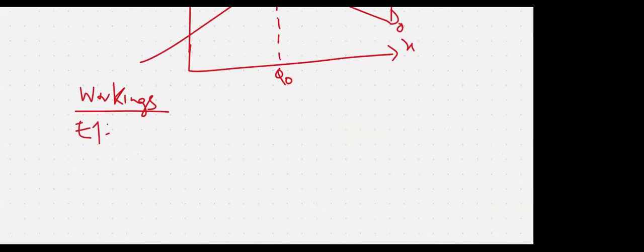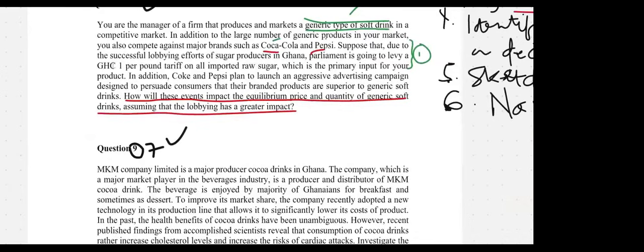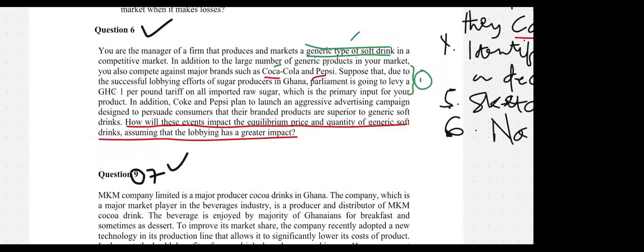It says that there will be some lobbying so that they will levy a 1 Ghana cedi per pound tariff on all imported sugar. So, event one here. The lobbying is for what purpose? It's for Parliament to levy 1 cedi per pound on all imported raw sugar. And this imported raw sugar is the primary input for my product, which is the generic soft drink.